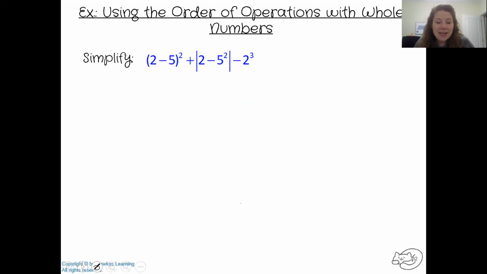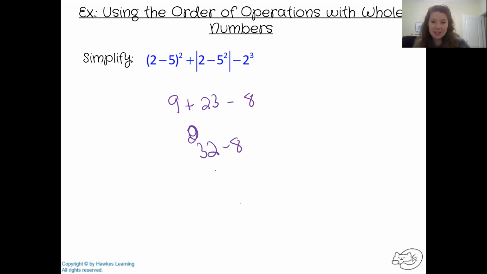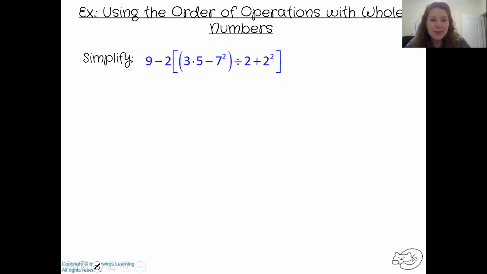Let's see, what would be that answer? So we had 9 plus 2 minus 25. So this would be 23 minus 8, I think. Right? And then that would be 32 minus 8, which is 24. I think so. Y'all tell me if I'm right or not when we meet this week.